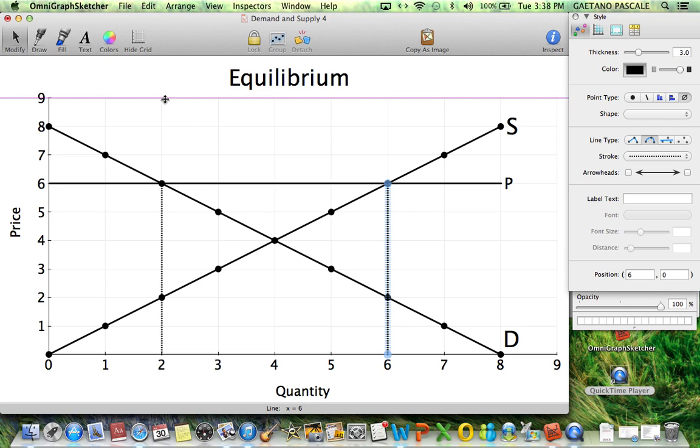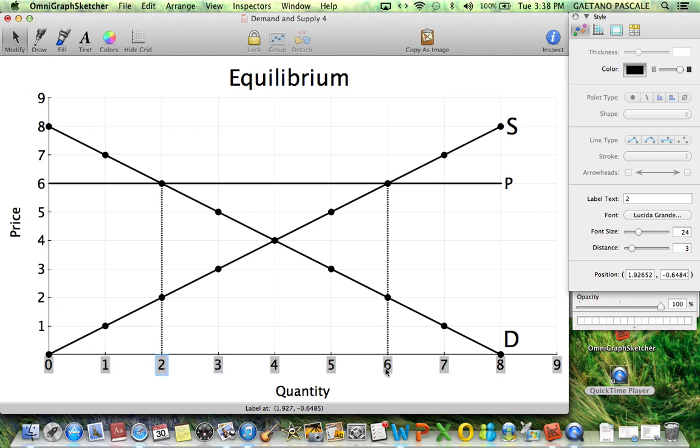So now we have the opposite occurring. We have a surplus in the marketplace. We see that individual firms are supplying 6 units, but people only want to buy 2. So at the price of 6, companies are willing to sell 6, but at that price, people only want to buy 2 units. So this is referred to as a surplus. So let me put in surplus of 4. So we have a surplus of 4 in this marketplace.